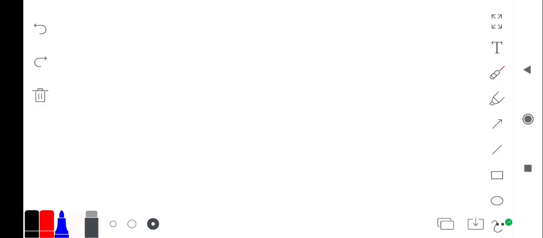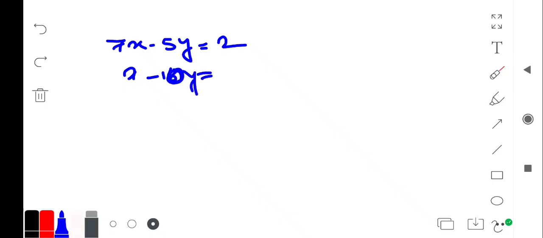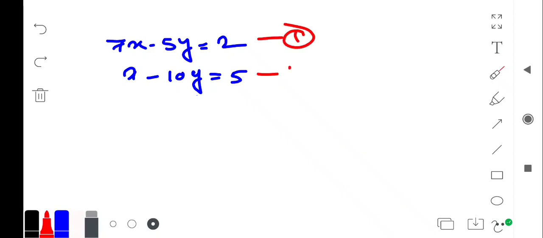So suppose there is given 7x minus 5y equal to 2. Okay, and x minus 10y suppose equal to 5. So how do we find out the value of x and y? Okay, so this is equation 1, equation 2.